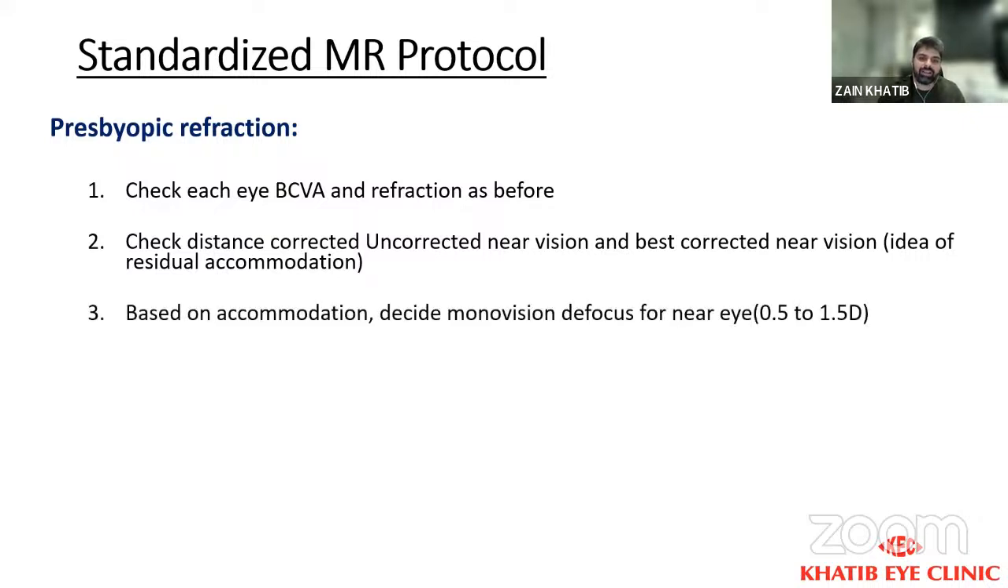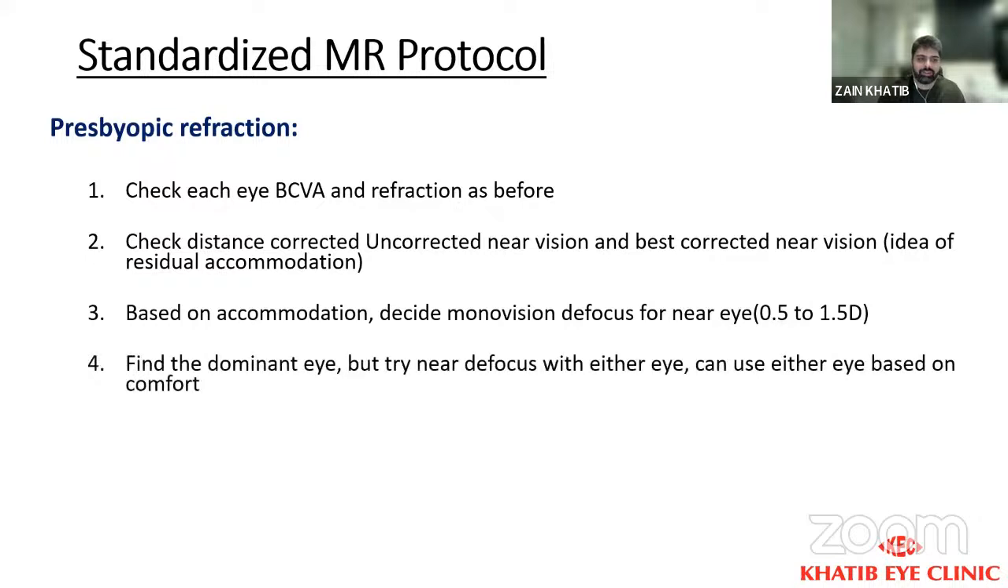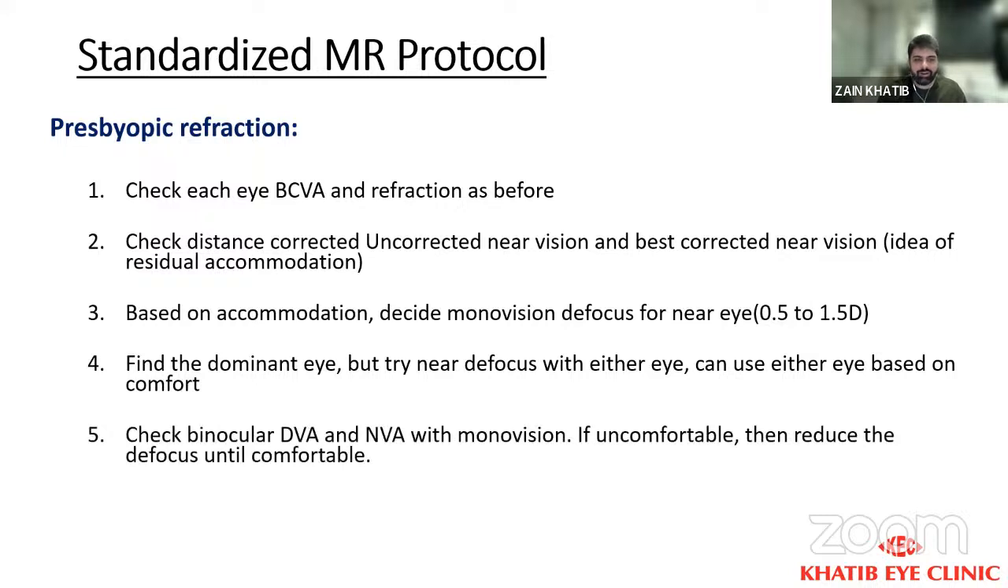Based on accommodation, I decide how much monovision defocus I want to create for the near eye, anywhere between 0.5 to 1.5 diopters. I find the dominant eye, but I don't always do the defocus of the non-dominant eye. I do the defocus of either eye because not all patients prefer the dominant eye for distance. Some of them prefer dominant eye for near also. And once I see how much they are comfortable with, I'll check their binocular distance and near visual acuity with the monovision. If they are uncomfortable, then I'll reduce the defocus until they're comfortable.